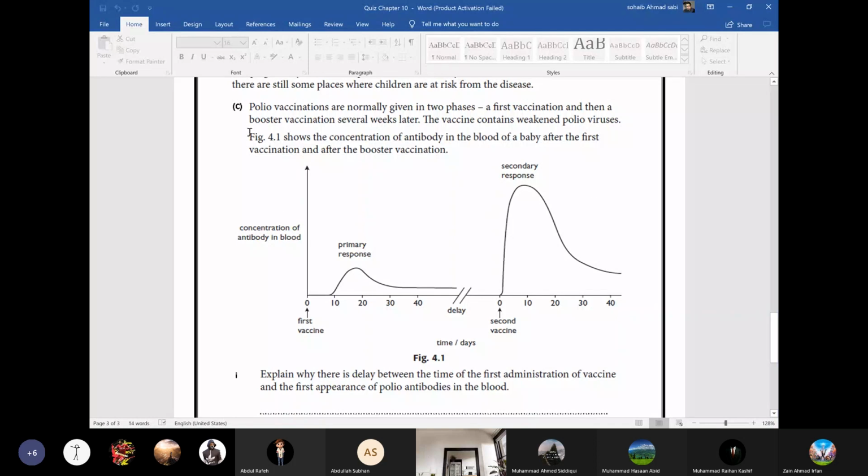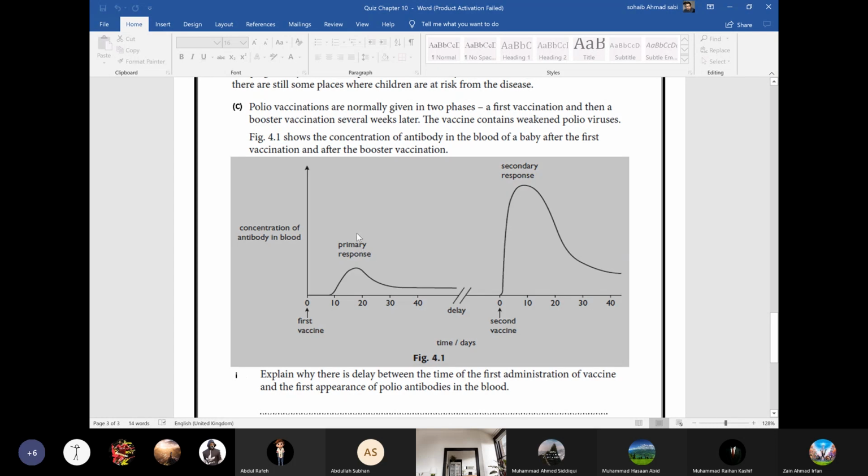Now, the vaccine contains weakened polio viruses. Figure 4.1 shows the concentration of antibody in the blood of a baby after the first vaccination and after the booster vaccination. Boys, look here, there are two graphs. Look at this one and this one. This is the primary response, in response to the first vaccination, and this is the secondary response, in response to the second vaccination.